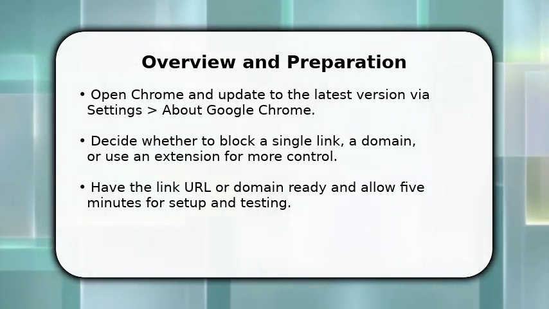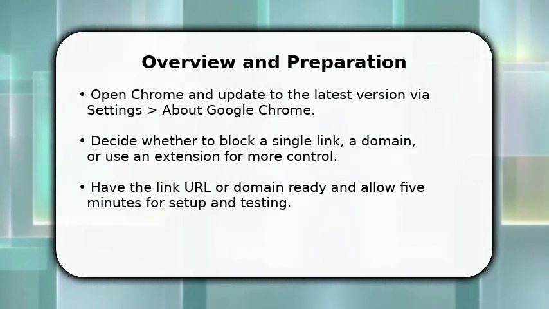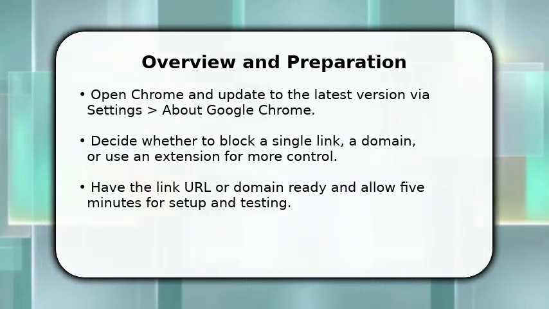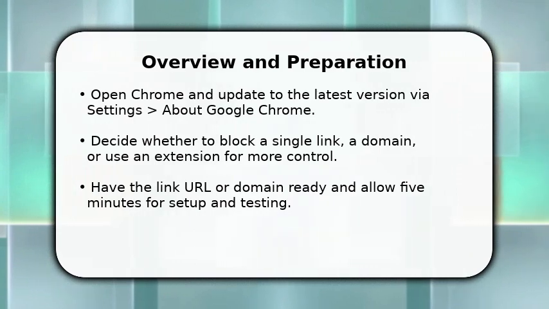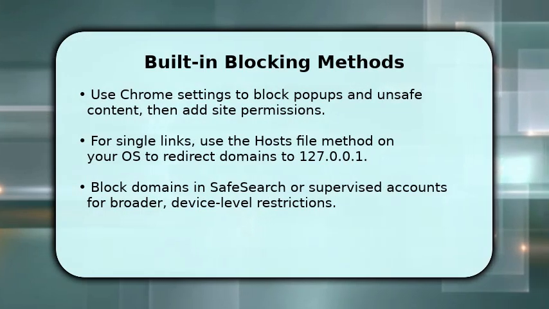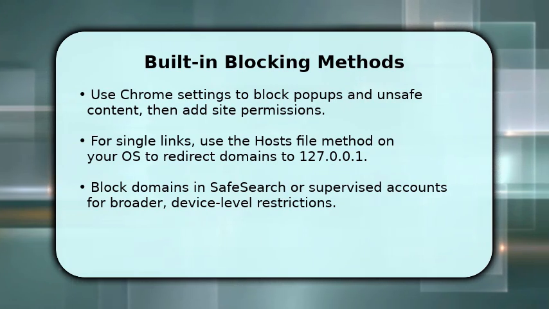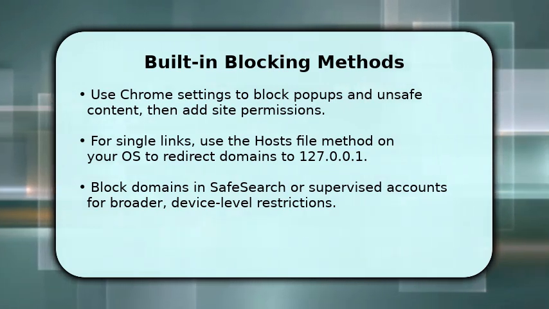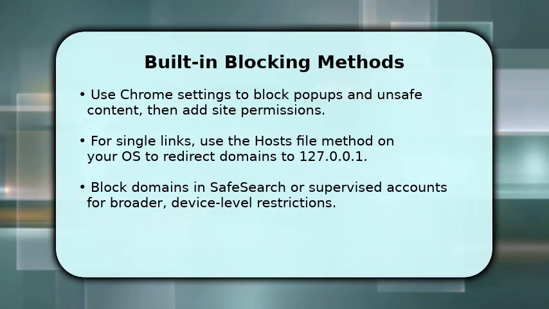Expect the setup and initial test to take about 5 minutes. Keep Chrome synced if you want the block to apply across devices. Open Chrome settings and navigate to Privacy and Security, then Site Settings to control permissions. Use pop-ups and redirects and additional content settings to reduce unwanted link behavior.